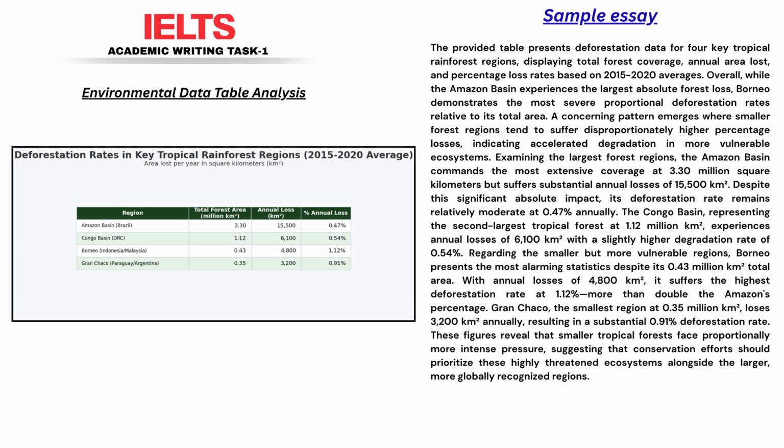This balance is crucial when writing about environmental topics in IELTS, where personal opinions must be avoided, but analytical insights are valued. The language for describing scale and proportion is expertly handled. Most extensive coverage, smallest region, disproportionately higher, proportionally more intense. This shows sophisticated understanding of mathematical relationships.